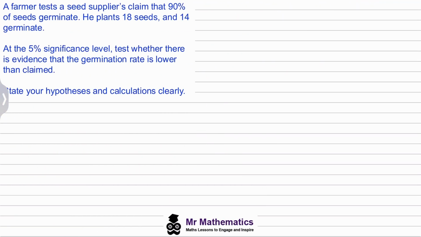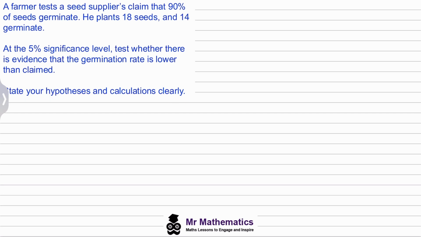So in this question, we're told that a farmer tests a supplier's claim that 90% of seeds germinate. He plants 18 seeds and 14 germinate. At the 5% significance level, test whether there is evidence that the germination rate is lower than claimed. We need to state our hypotheses and calculations clearly.